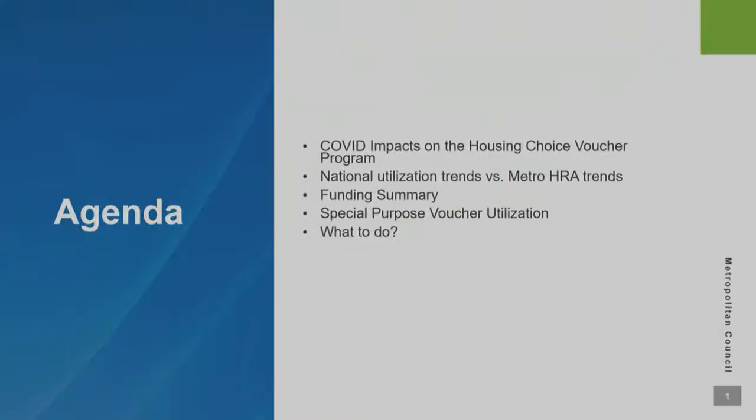So with that, our agenda today will just talk about COVID impacts on the Housing Choice Voucher Program. I'll talk about national utilization trends and how those compare with Metro HRA trends. Talk a little bit about funding, what we're looking at for funding this year and how that compares to the national examples. I'll talk a little bit about our special purpose vouchers. I'll tell you what that means, and then show some comparison to national utilization for those, and then the last slide will be, so what are we gonna do about all this?